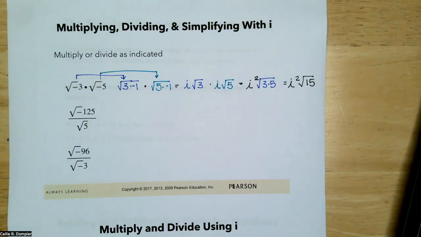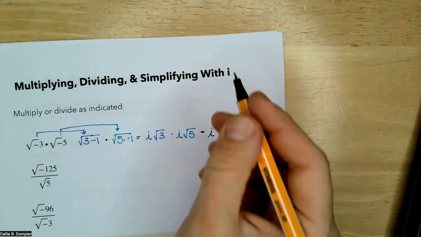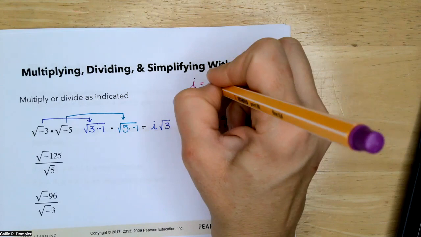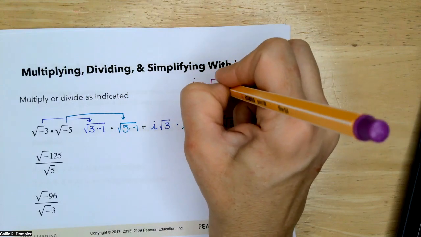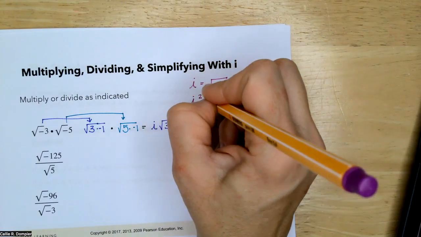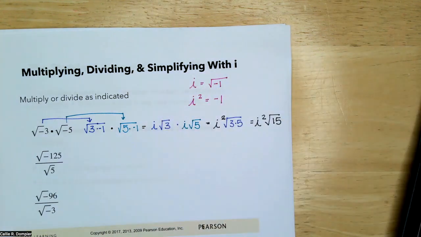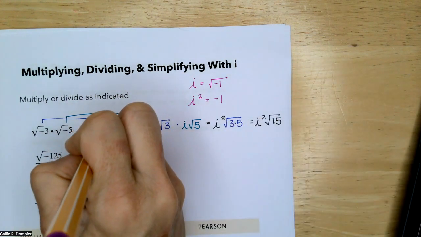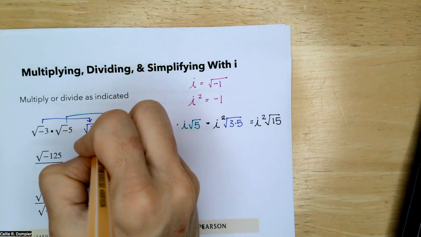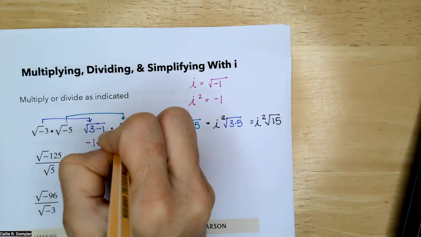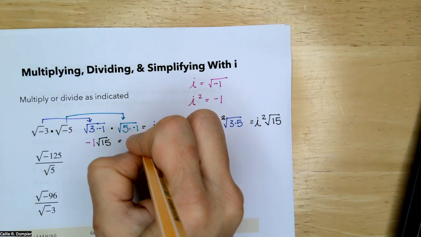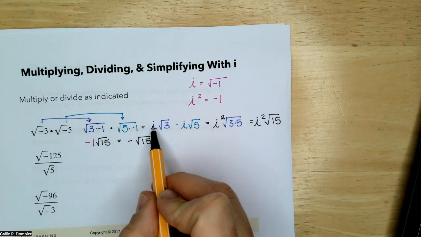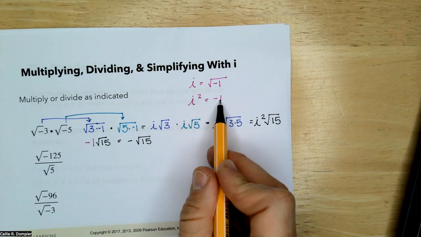However, we know one rule for I. Simplifying with I means that I is equal to, or can be replaced with, the square root of negative 1, and I squared can be replaced with negative 1, okay? So take that I squared and call it negative 1. Negative 1 square root 15, or negative square root 15. Okay, so the final answer to this is that the I times the I is I squared, which becomes a negative 1.